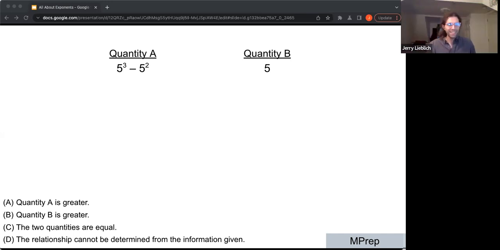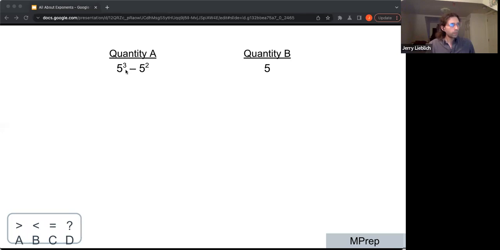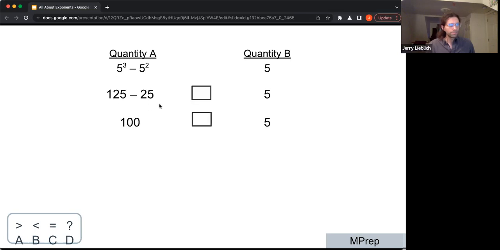Okay. So looking at this problem, we may think, wait a second, what am I supposed to do? We learned all these rules. We didn't learn any kind of rule about subtraction. Well, let's just notice these numbers aren't so big. So the best thing to do is just turn these exponents into numbers. And we're going to see that quantity A is greater.